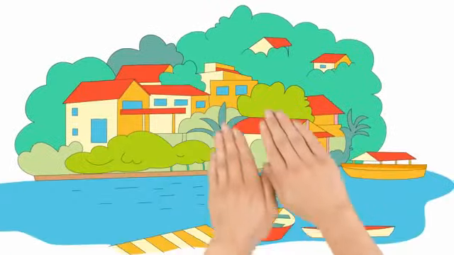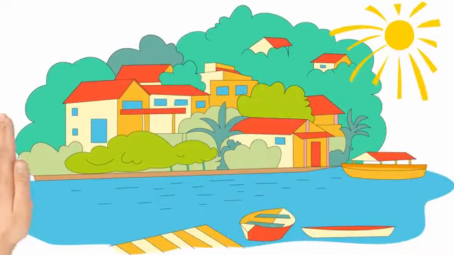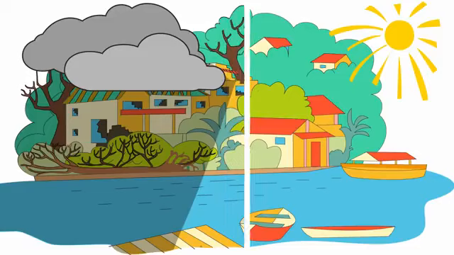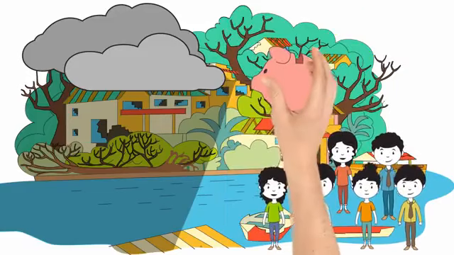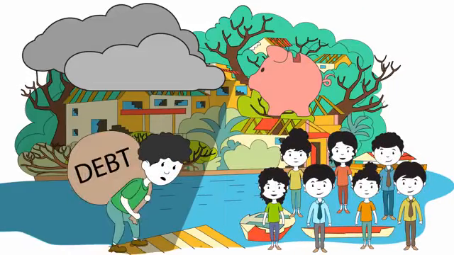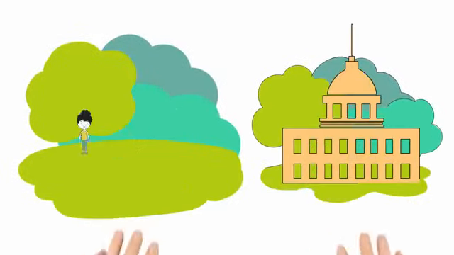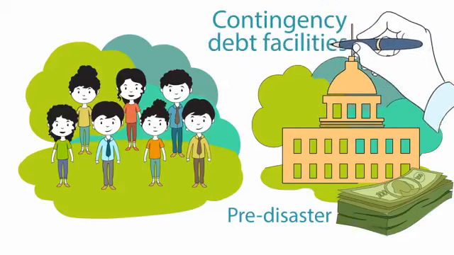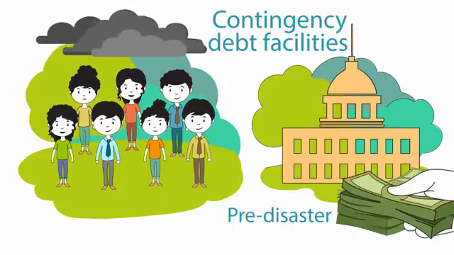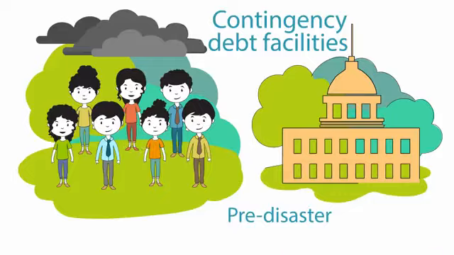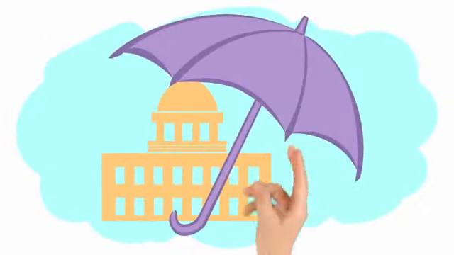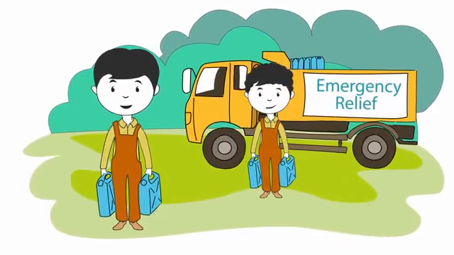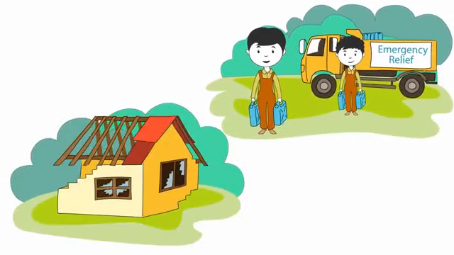If Mia and her community do not manage these risks ex ante but ex post, that is, after a hazard strikes, then they will be forced to rely on friends and families, savings, or additional borrowings. The government can also protect their citizens with pre-disaster financing using contingent debt facilities, which ensure that funding will be available immediately after a hazard hits and by taking out their own insurance. This money can then be used to provide emergency relief to the people or support reconstruction.